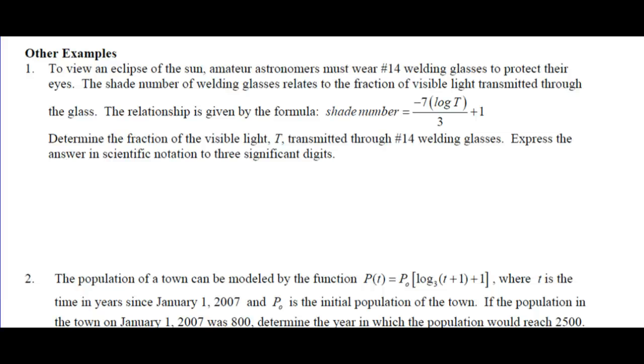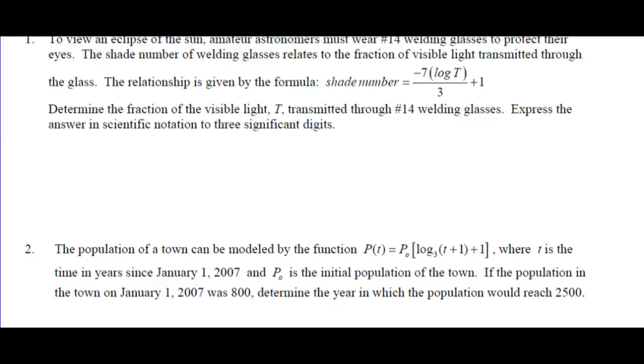The shade number of welding glasses relates to the fraction of visible light transmitted through the glass, so how much light gets through. The relationship is given by the formula: shade number is -7 log t over 3 plus 1, where t is the amount of visible light transmitted. We're supposed to figure out how much light gets through number 14 welding glasses. Express the answer in scientific notation to 3 significant digits. So 14 is equal to -7 log t over 3 plus 1.